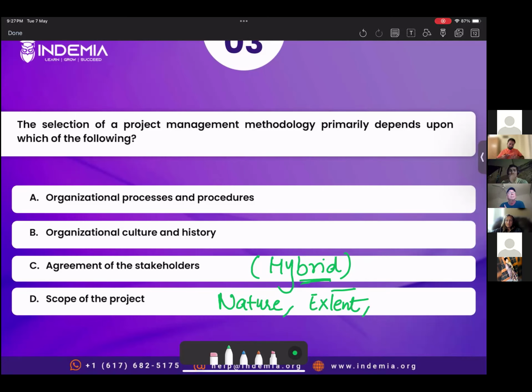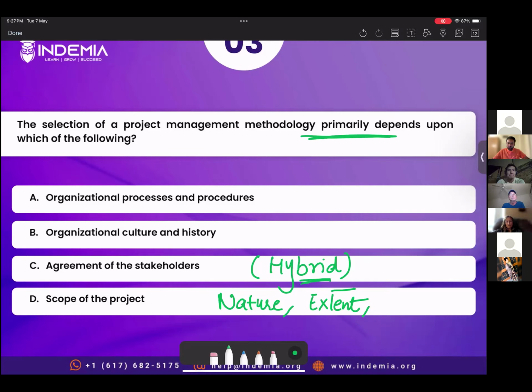Thank you. Okay, so the question, you can see, is almost a one-liner, very simple, easy. I thought this would be the easiest question, right? It says the selection of a project management methodology primarily depends upon which of the following. So we have to choose one, the most important factor.